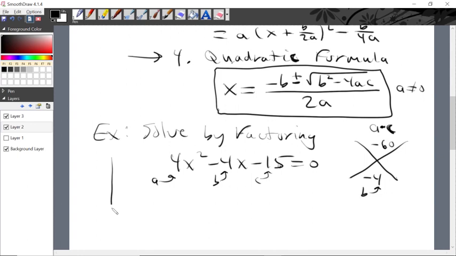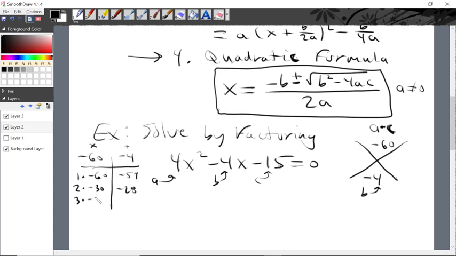We can set up a table and start testing values. We want a product of negative 60, but we want a sum of negative 4. And we can start testing numbers. What's 1 times negative 60? If we added those together, we would get negative 59, so that's not it. Well, maybe it's 2 times negative 30. We add those together, we get negative 28, and that's not it.